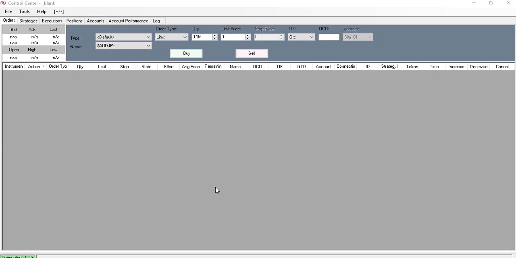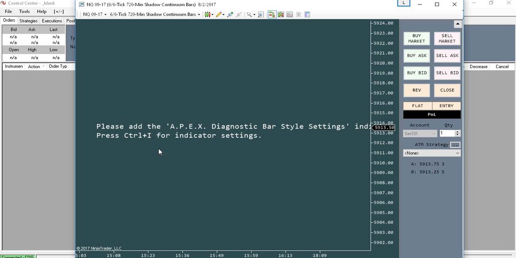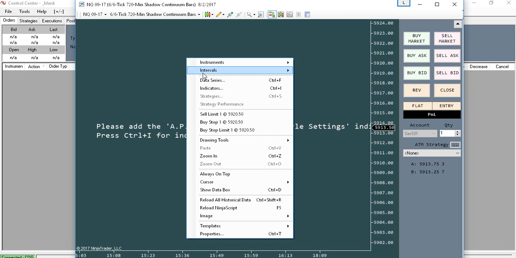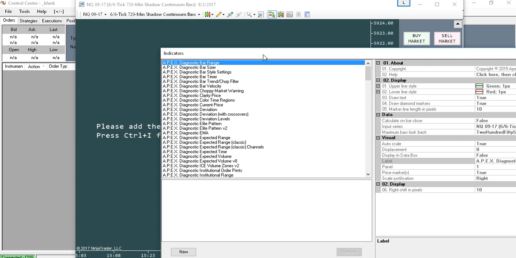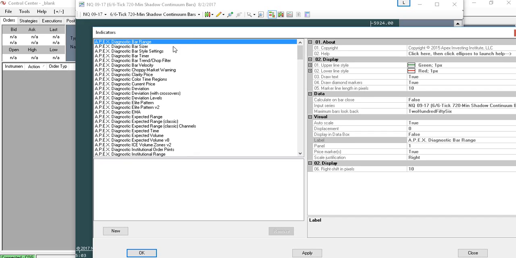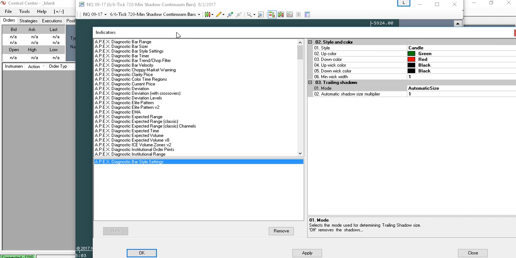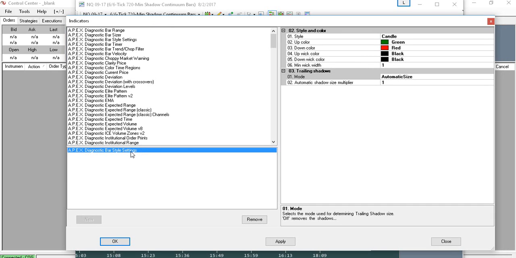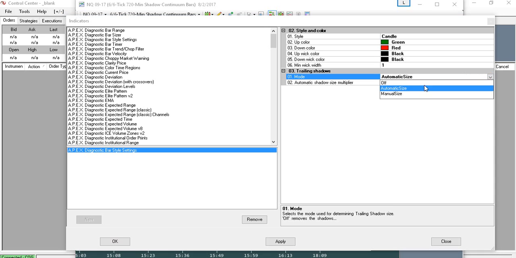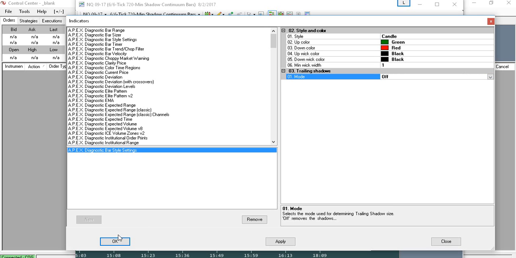All right. And now, when that chart opens, it's going to say, please add the Apex Diagnostic Bar Style Settings Indicator. Right-click on the chart, hit Indicator, and you can save this as a template if you want. And you go right here, Bar Style Settings, okay, and you added that indicator. Right over here where it says Automatic Size, just hit Off for now, and then hit OK.